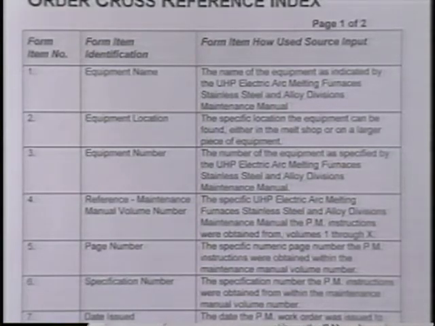Those numbers that are going down this left-hand column are identical to those bubble numbers by the same item number that is on that PM form. The middle column identifies the form identification, and the right-hand column identifies the form item and how it is used in this particular document.